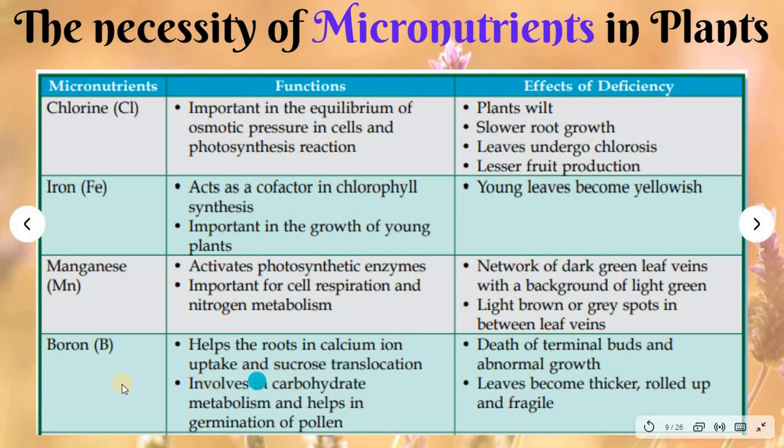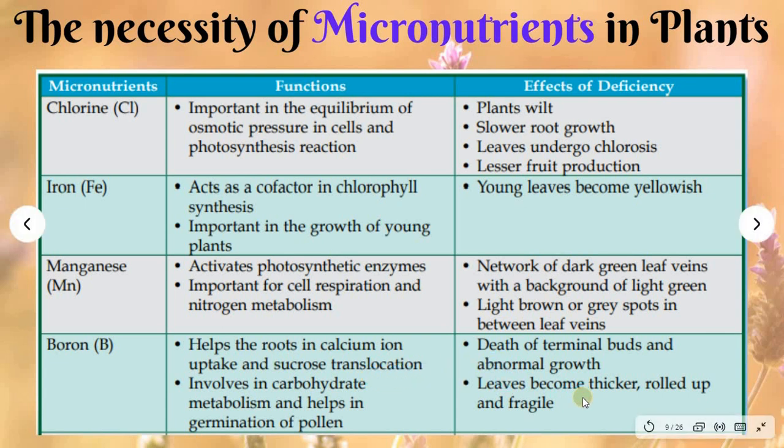Then we go to the boron. Boron helps the root in calcium ion uptake and sucrose translocation. Sucrose translocation refers to the transport of organic substances, referring to the sucrose here. It is involved in carbohydrate metabolism and helps in the germination of pollen.